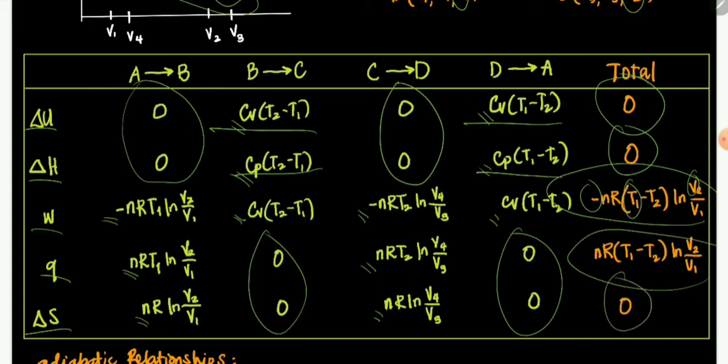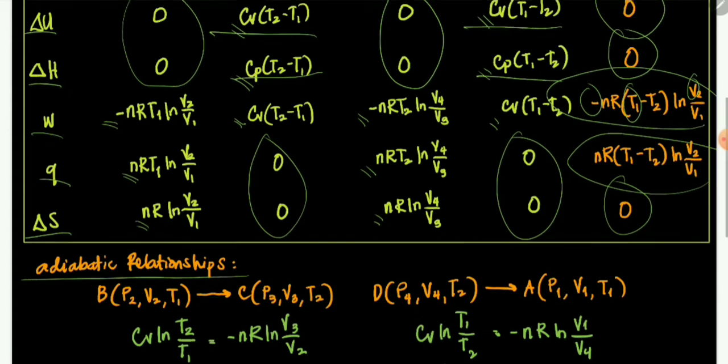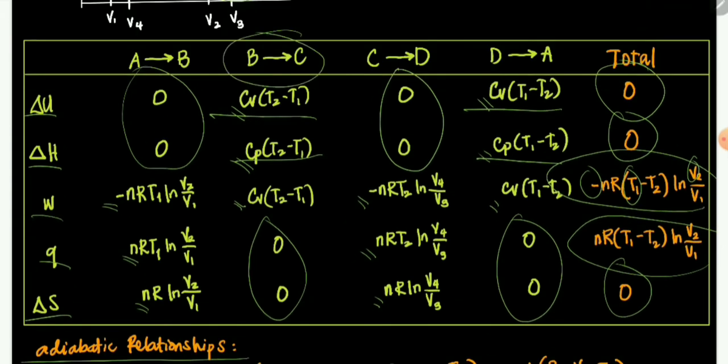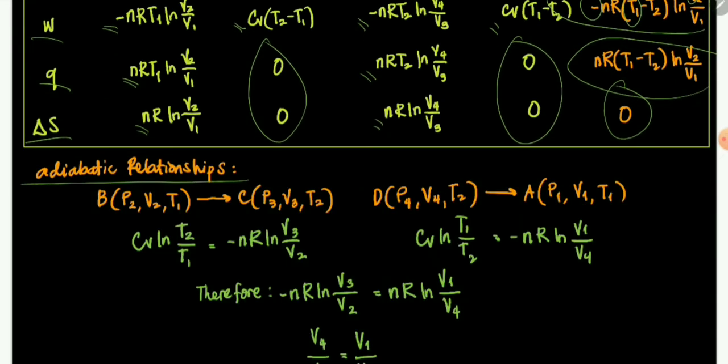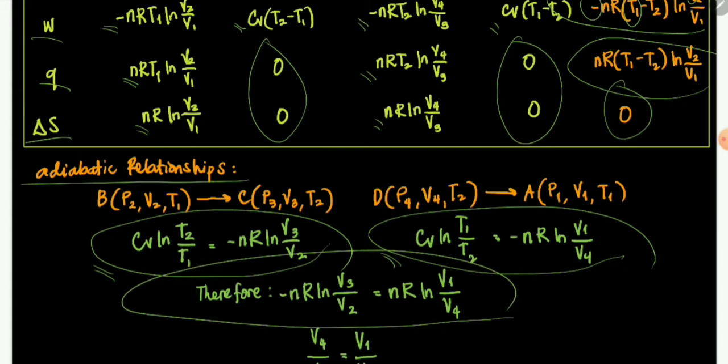For delta S, we have to prove that this value is 0 using the adiabatic relationship. Adiabatic relationships exist at these particular paths, B to C and D to A. So, we have the following relationships kapag dinerive nyo yung adiabatic relationships ng B to C tsaka D to A. For B to C, we have CV ln T2 over T1 is equal to negative nR ln V3 over V2. So that is for the first adiabatic step. For the second one, we have CV ln T1 over T2 is equal to negative nR ln V1 over V4. So we have this particular conclusion based on the adiabatic relationships.